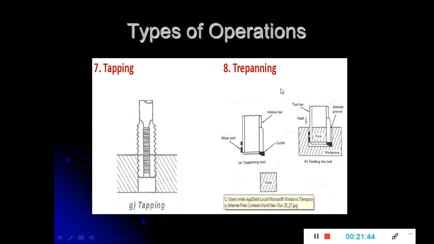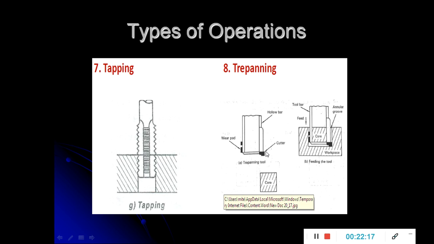Now coming to the trepanning operation. The trepanning operation is used to remove material from the outside of the surface by keeping the core inside it. Suppose you want to remove material from the outside of the workpiece, some radius, by keeping the material inside it. Then trepanning is used.